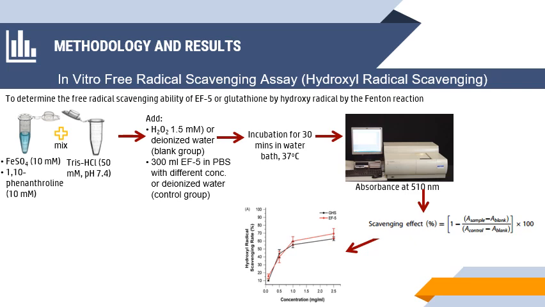FeSO4 is mixed with trace HCl, and then H2O2 1.5 millimolar or deionized water is added. Then 300 microliters of EF-5 in PBS at different concentrations is added, followed by incubation for 30 minutes in a water bath at 37 degrees Celsius, and absorbance is measured at 510 nanometers. Then the scavenging effect percentage was found, and we can find the hydroxyl radical scavenging rate percentage.